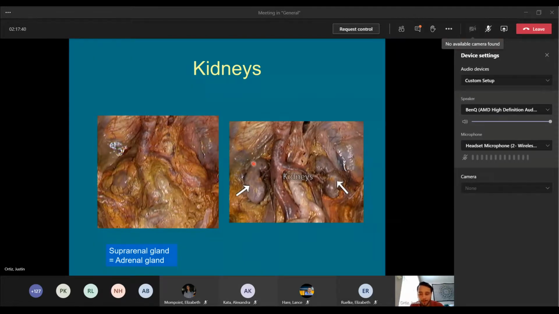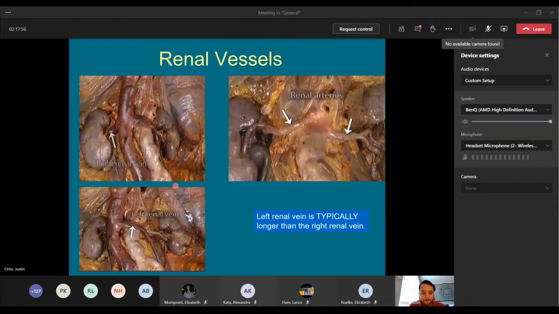So here's the image of it. They look like beans. So here's the kidney, like a kidney bean. The suprarenal gland is going to be the portion that's on top of it. So it's going to be right here and right here respectively. So those are going to be the kidneys.